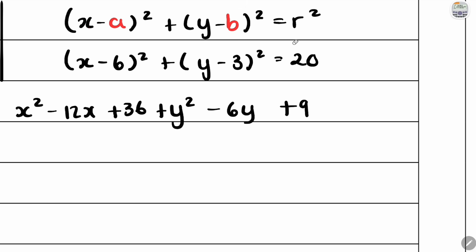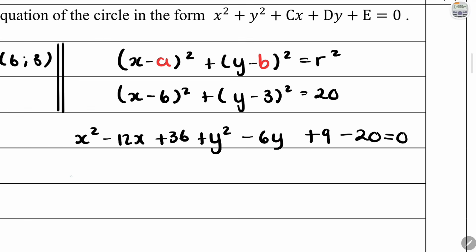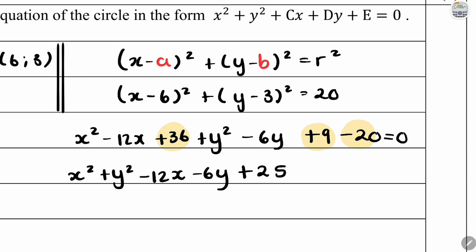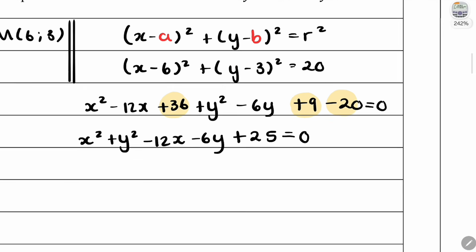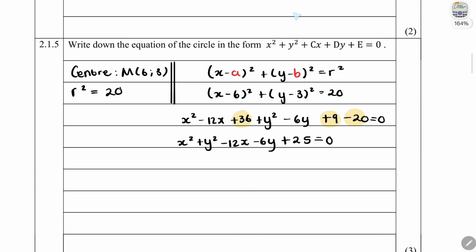And then we can just go ahead and transpose this 20. So bring it over to the left-hand side and it's minus 20 is equal to 0. And rewrite it in this format. So we're saying x squared plus y squared, then minus 12x minus 6y, and then our constants together. That's 36 plus 9, which is 45, and then minus 20, which is 25. So positive 25 is equal to 0. And that is our answer. That is the equation of the circle in the format that they asked for. Moving on to the next question.